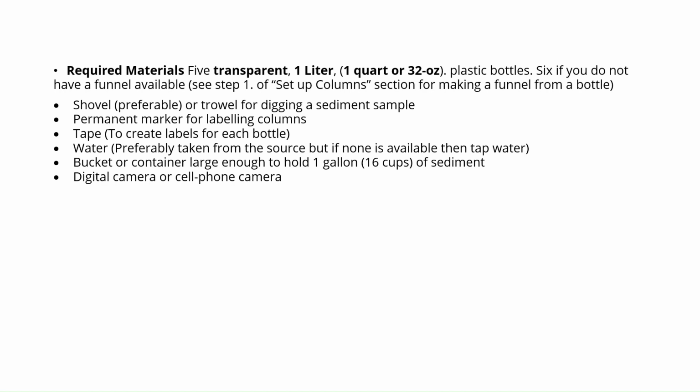You're going to need tape to create labels for each bottle. And then you'll write with the marker on what sample you have, how you've set it up for each bottle. There'll be different ways that you mix ingredients for each of the 1 liter bottles. You'll need water. I prefer if you have a big, maybe a gallon milk jug or something to carry a bunch of water from the source.